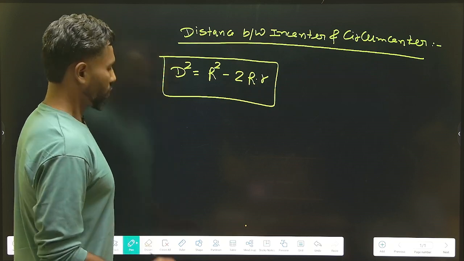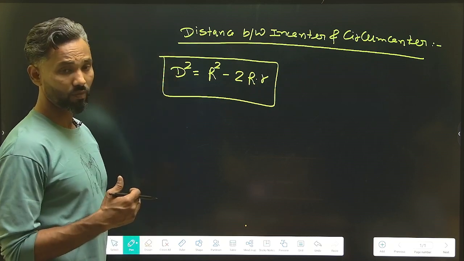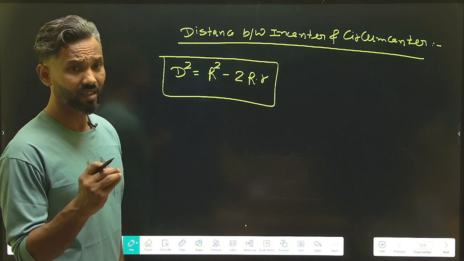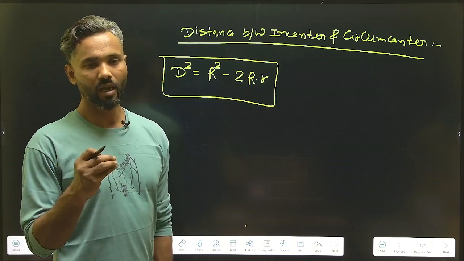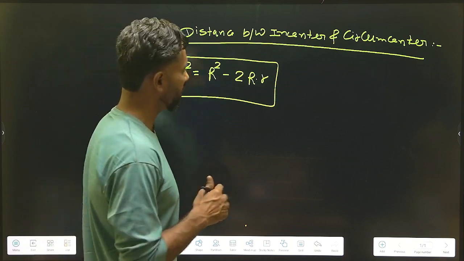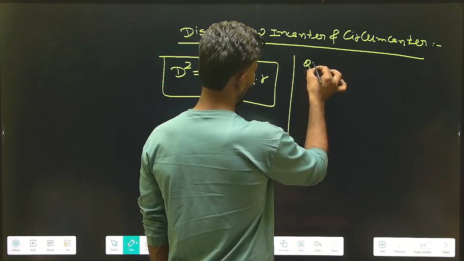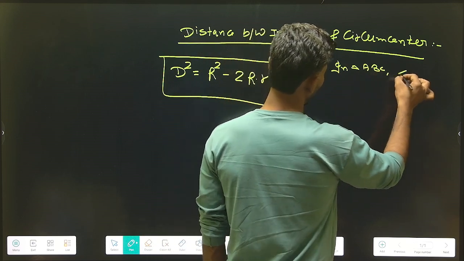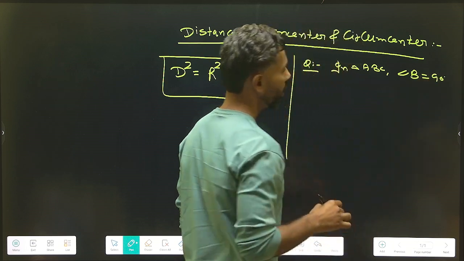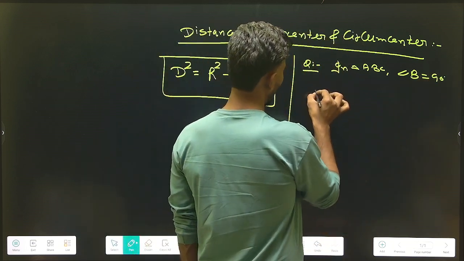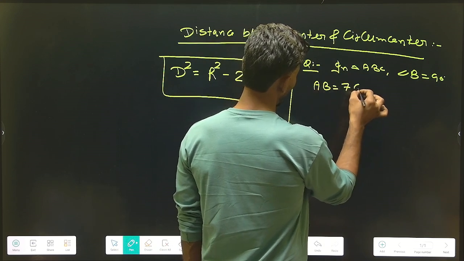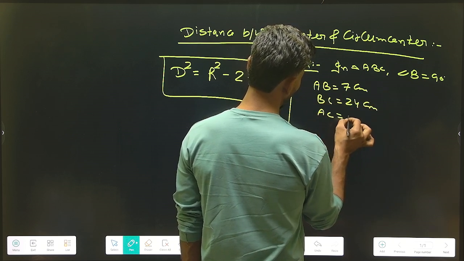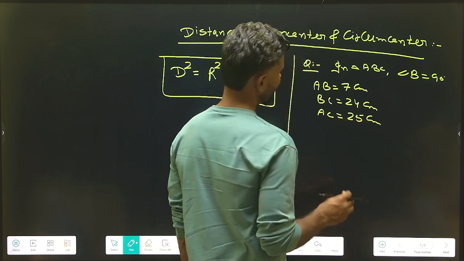So just to make you understand how we can use this formula, I'm going to write a question over here. After that we will start discussing the derivation of the formula, how this particular formula was derived. So the question is: in triangle ABC, angle B equal to 90 degrees, and it is said that AB equal to 7 centimeter, BC equal to 24 centimeter, and AC is equal to 25 centimeter. These are the sides of the triangle.